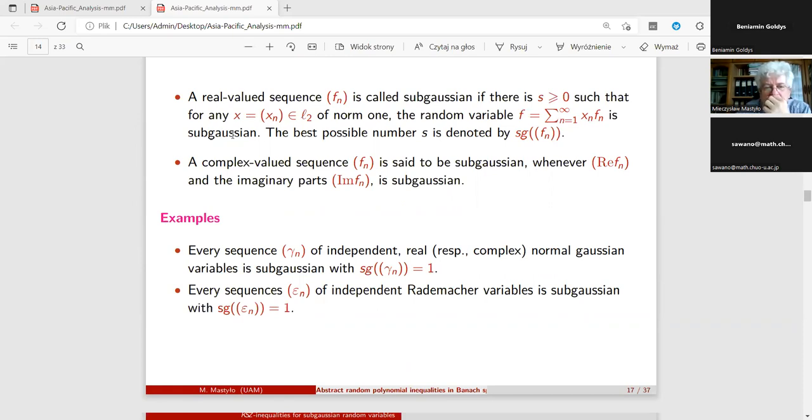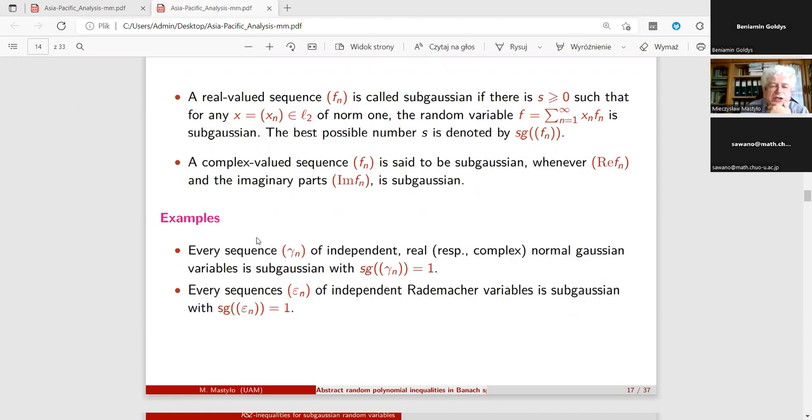We say this is sub-Gaussian, provided this random variable is sub-Gaussian. And we denote this number by SG of Fn, generated by this random variable. The same situation holds for a sequence of sub-Gaussians, whenever the same holds for the real parts and imaginary parts of our complex sequence.